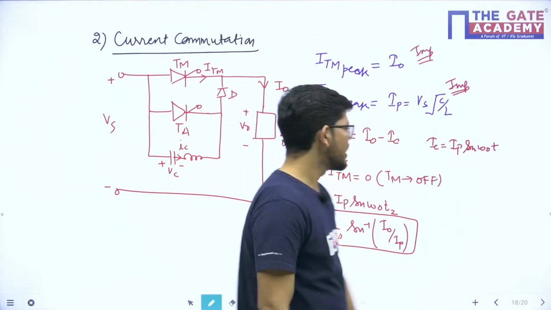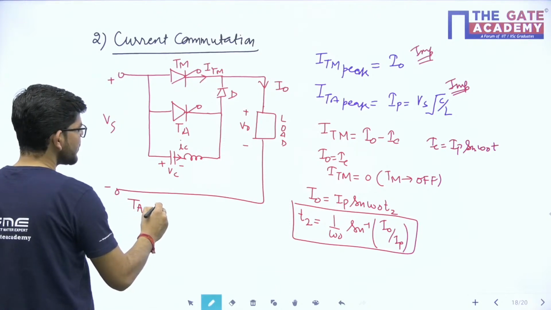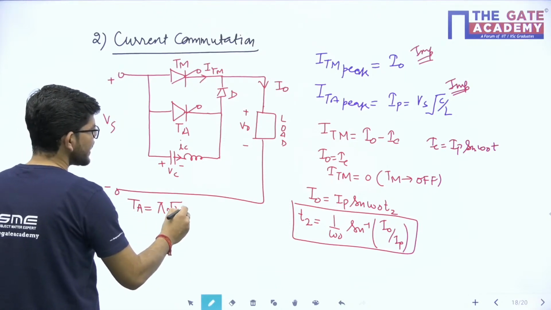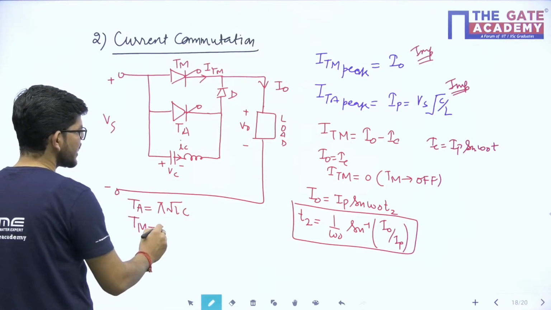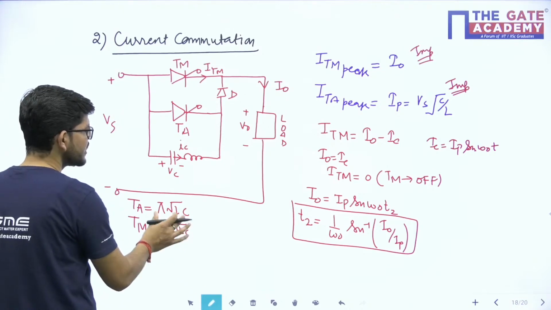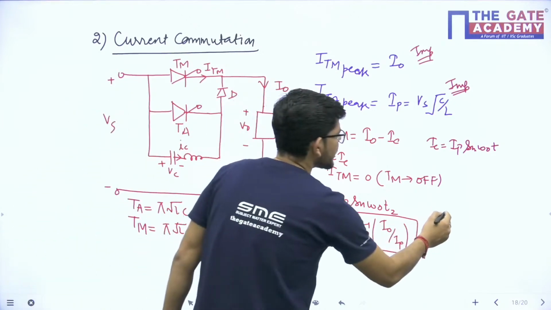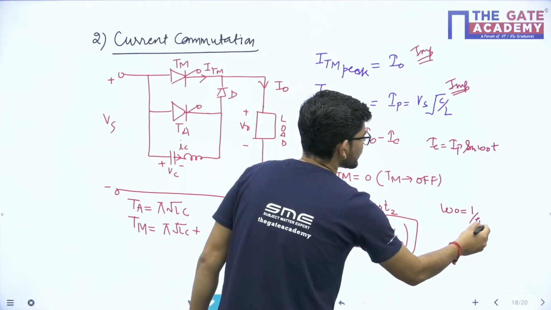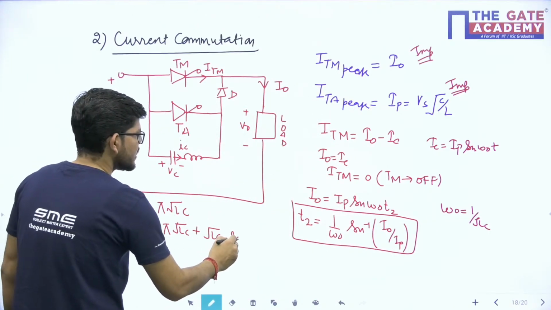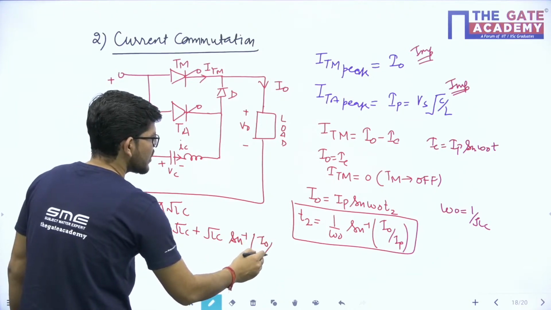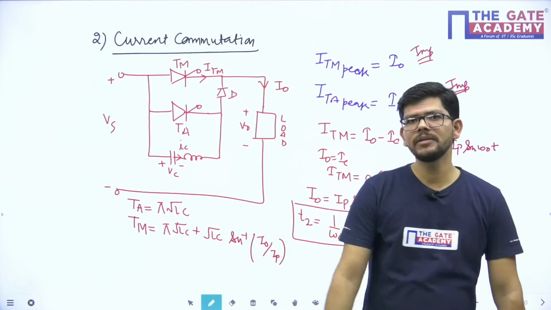Is that clear? Now what will be the conduction time for the auxiliary thyristor? The conduction time for the auxiliary thyristor will be pi under root LC. What will be the conduction time for the main thyristor? The conduction time for the main thyristor will be this time plus T2 added to it. So omega naught is basically equal to 1 upon under root LC. So if you put omega naught here, you will get under root LC sine inverse I0 upon IP. So this will be the time for which the main thyristor will be conducting.